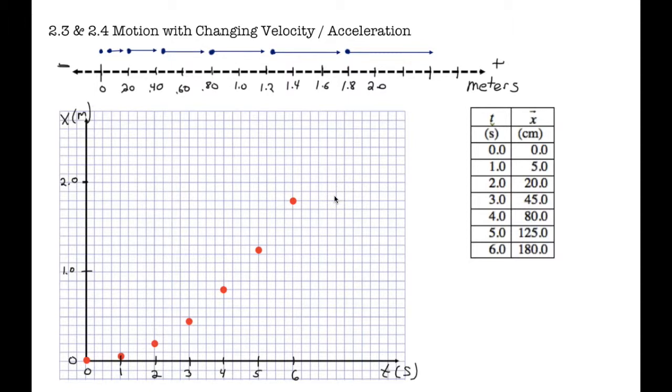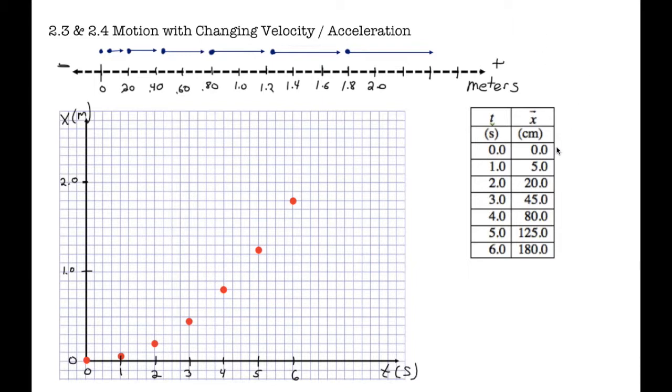So what happens when an object has a velocity that's changing? And that's what we're going to take a look at in this short lecture. I actually put together a slide here that has the position of an object at a lot of different times, and the position's given in centimeters, but then I go ahead and convert that to meters on the axis here and then on the motion diagram. And then time in seconds.